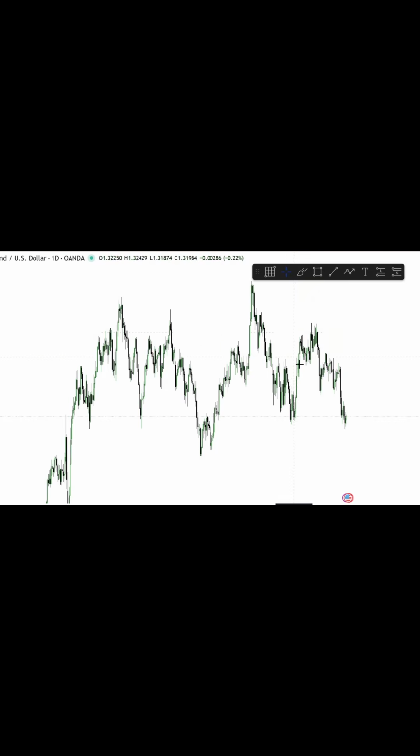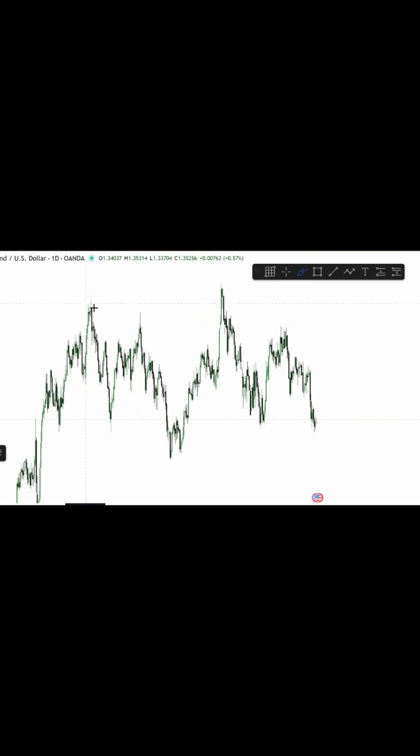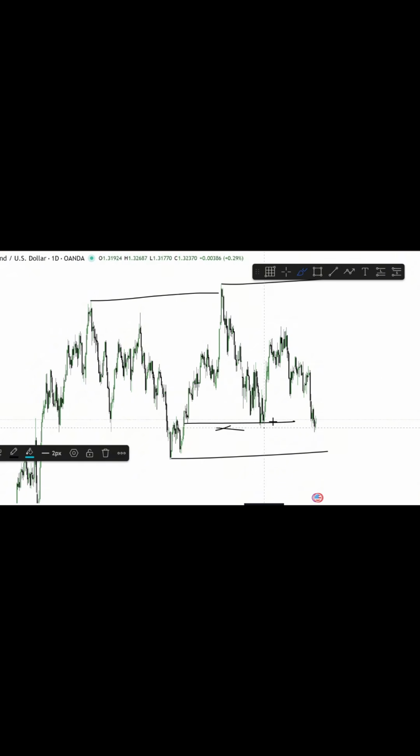Moving on to GU, we can see on the daily time frame that we've had our break of structure in towards the upside, and this is the current swing range that we're trading within. We liquidated this low before seeing that bullish price action.